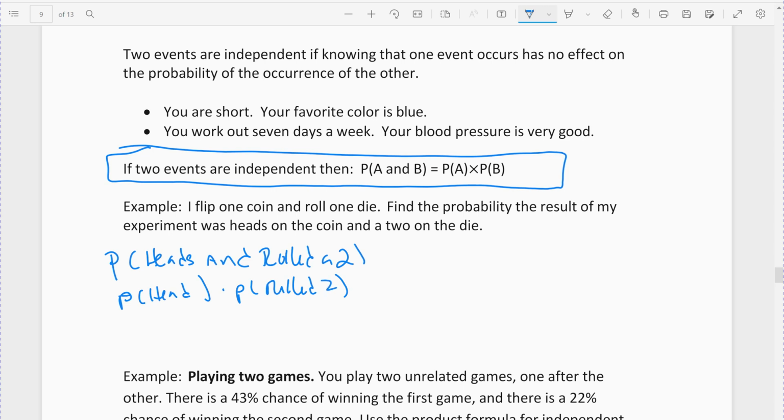Write that out. The probability that you got heads is 1 out of 2, right? The probability of you getting heads is 1 outcome out of 2. The probability that you roll a 2 on the die, well, there's only one 2 out of 6 possible outcomes for a die, so 1 out of 6 is the probability you roll a 2. Multiply that out, that's 1 out of 12. The chance of getting heads and the number 2 when you flip a coin and roll a die is 1/12.